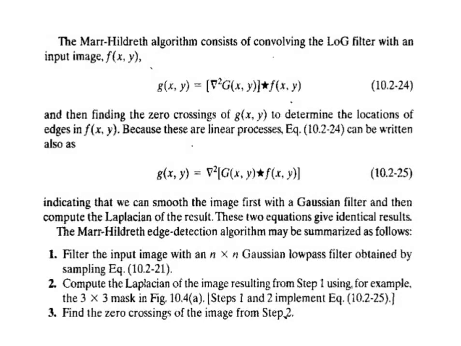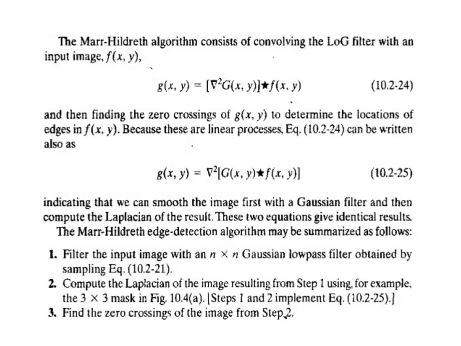The Marr-Hildreth algorithm consists of convolving the LoG filter with an input image f of x comma y, that is, g of x comma y is equal to del square G of x comma y convolved with f of x comma y, and then finding the zero crossings of g of x comma y to determine the location of the edges in f of x comma y.